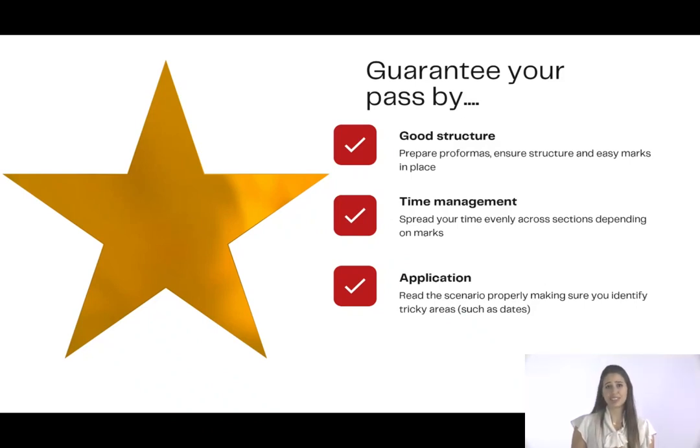Application. Now, this is not knowledge, like what is the definition of an asset. You need to apply to the scenario. Be aware of the tricks in the exam, such as dates. Very, very, very tricky. Be aware of the requirement and what they're asking you.